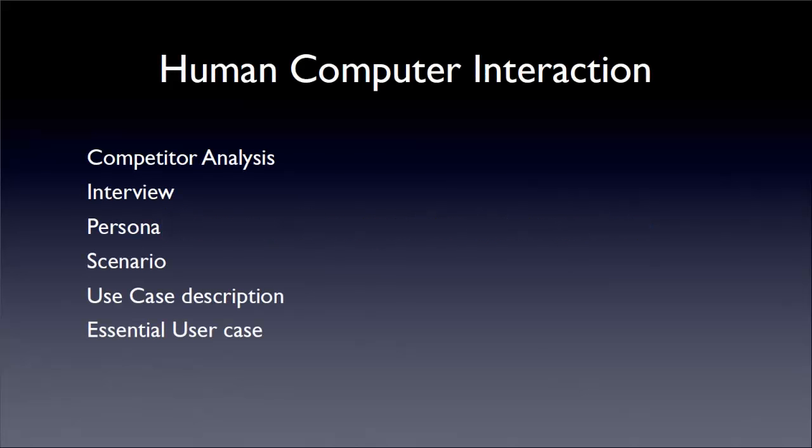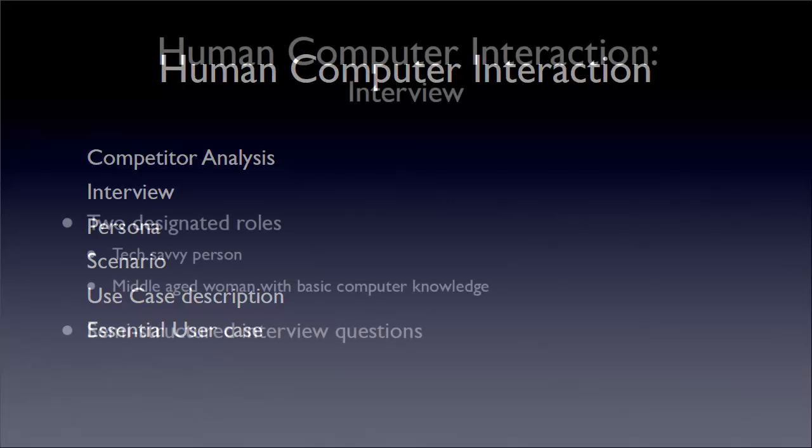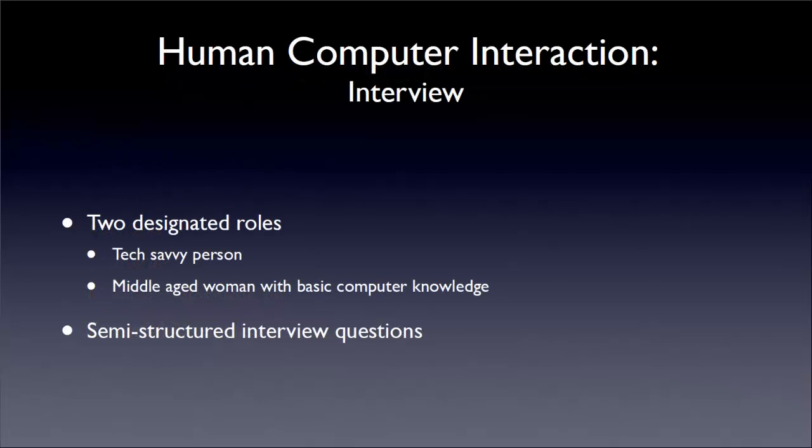For the human-computer interaction, also known as HCI part, we did 6 competitor analyses, 1 interview, 2 personas, 1 scenario, 4 use cases, and 1 essential use case. We found 6 competitor websites that offer similar functionalities to compare their strengths, weaknesses, opportunities, and threats. We conducted an interview with the supervisor playing 2 design roles.